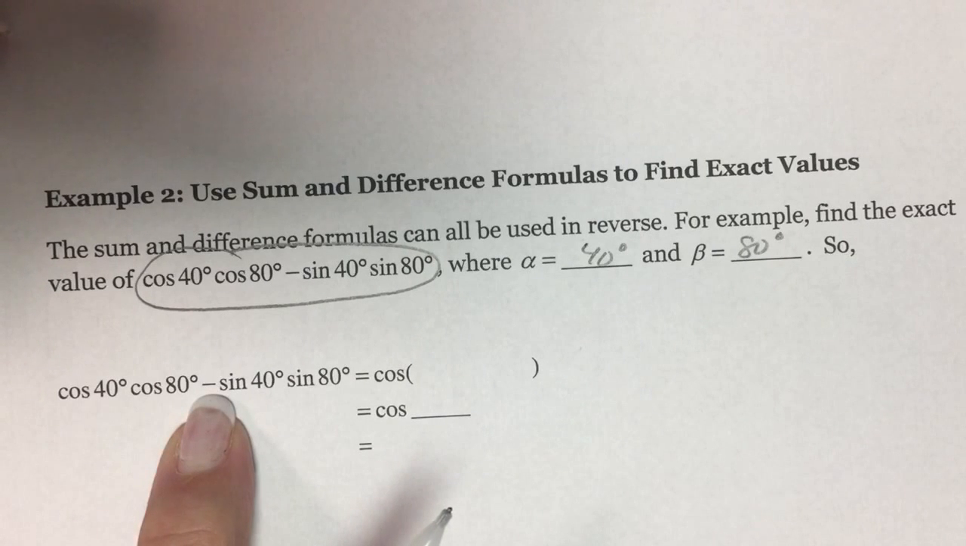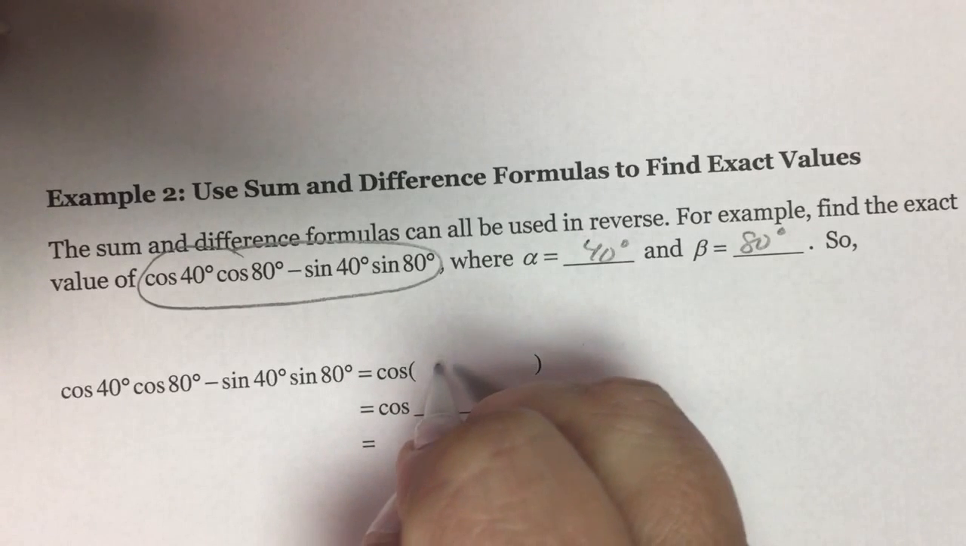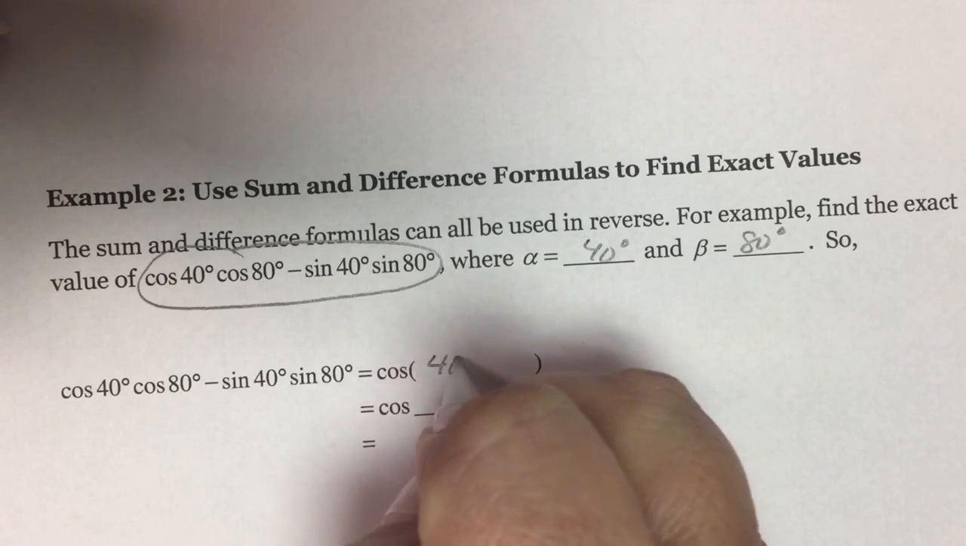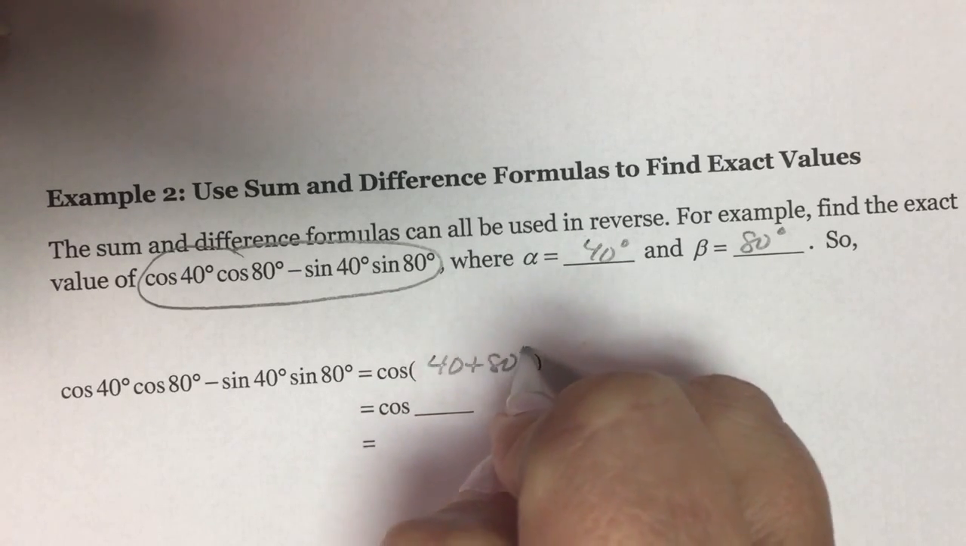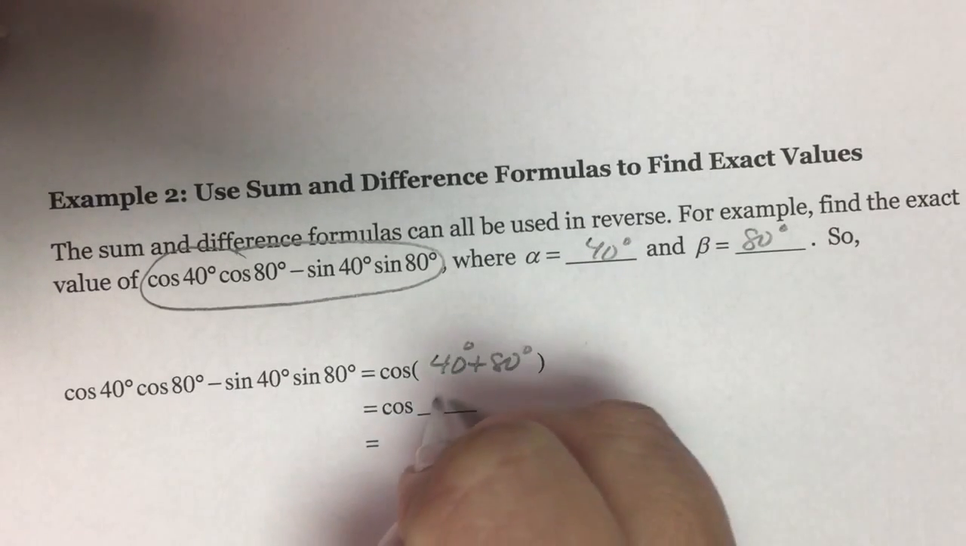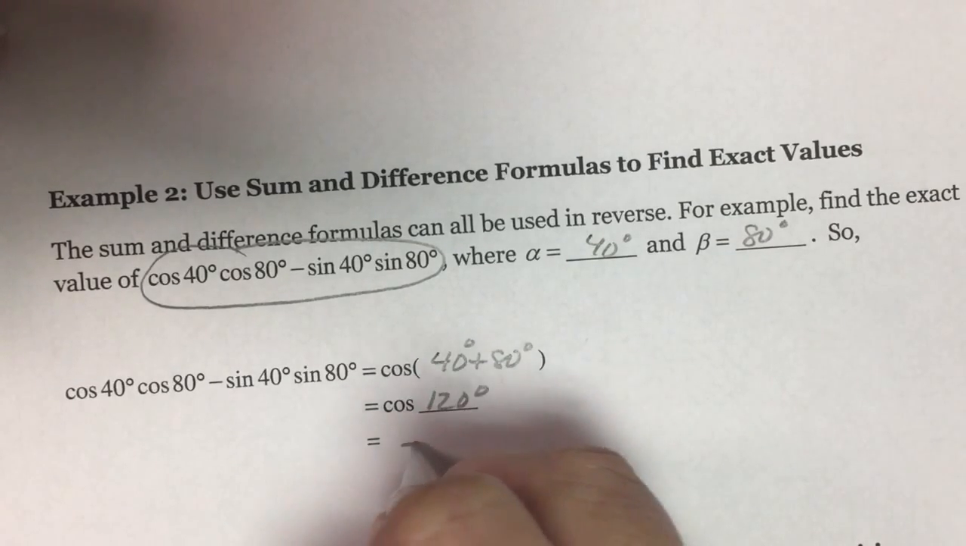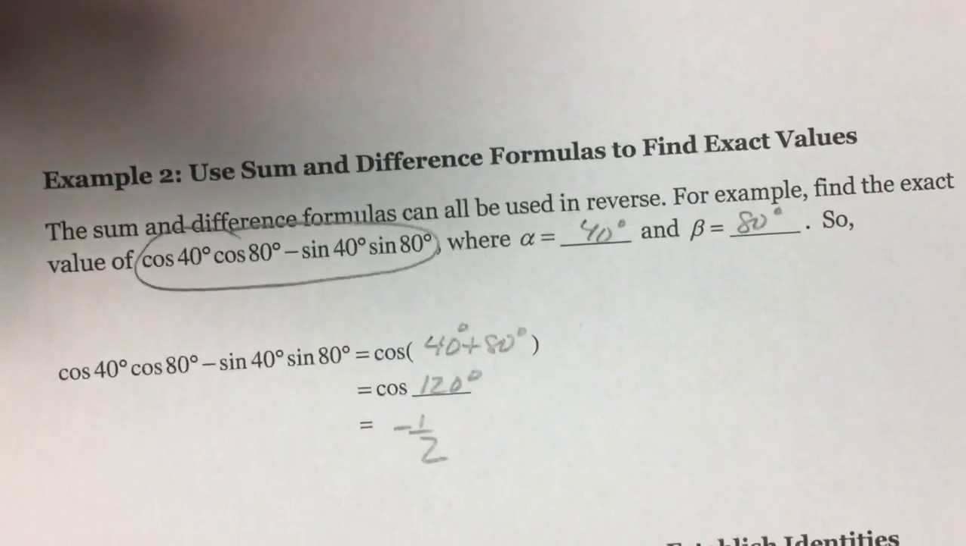So if I go back and look at my identities, I will see that when the two expressions are being subtracted, it comes from the sum identity. So it's actually the cosine of 40 plus 80, which is the cosine of 120 degrees. And hopefully you know the cosine of 120 degrees is negative 1/2. So you can use those identities backwards. Just identify your alpha and your beta.